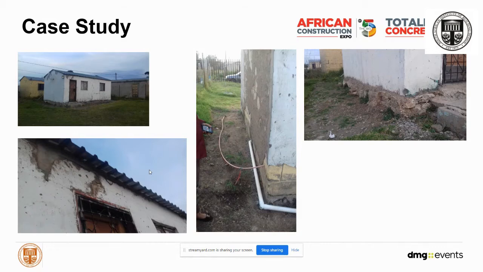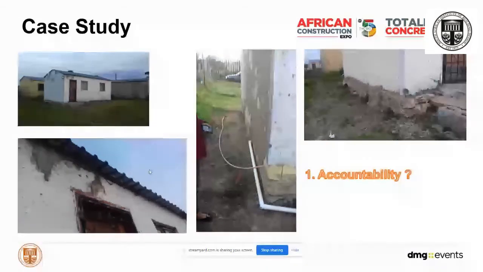But what I'd like us to consider here is, if you were to go inside and find a building like this, who would be accountable for this structure?